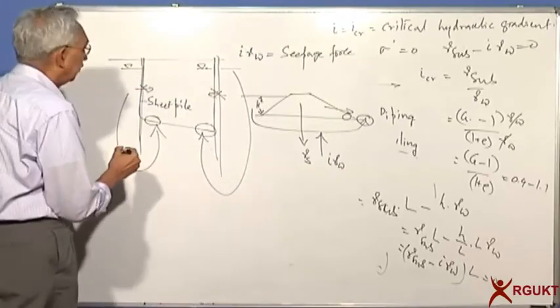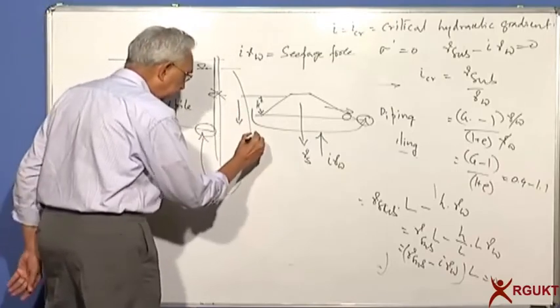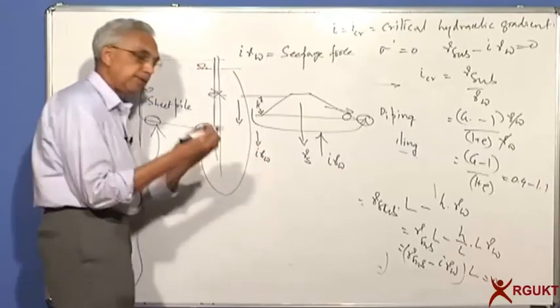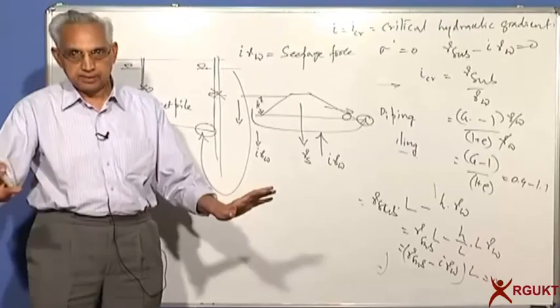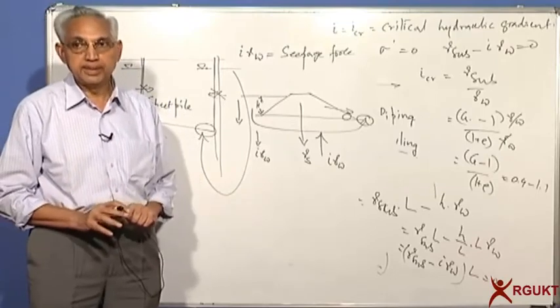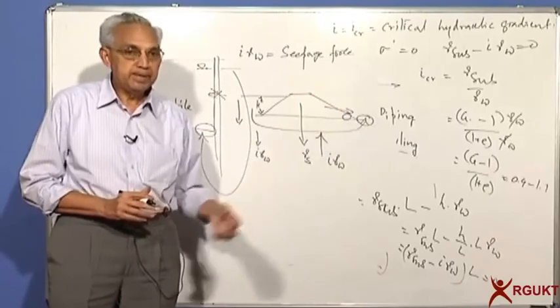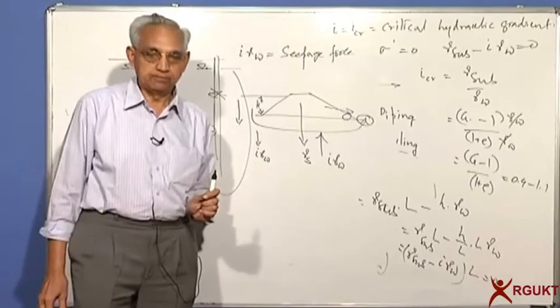Suppose I have downward flow. Here I am flowing downward. You find that this will be downward I gamma W, but as long as the seepage force is downward, it does not cause any problem in civil engineering. The problem is only due to upward flow. There are many instances where this could be a serious problem if you are not careful.